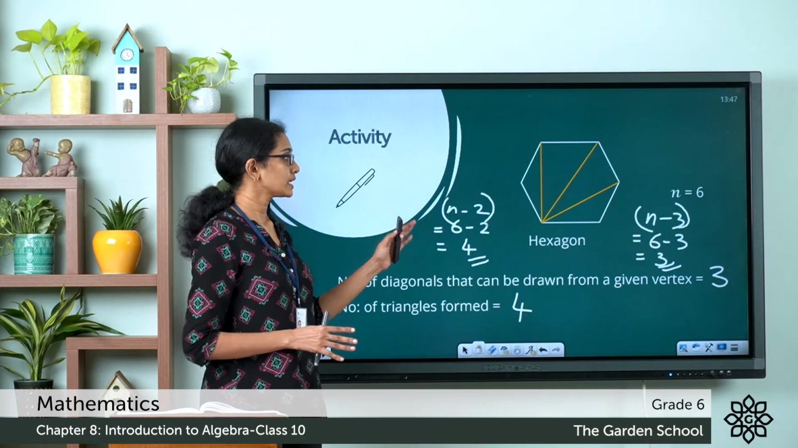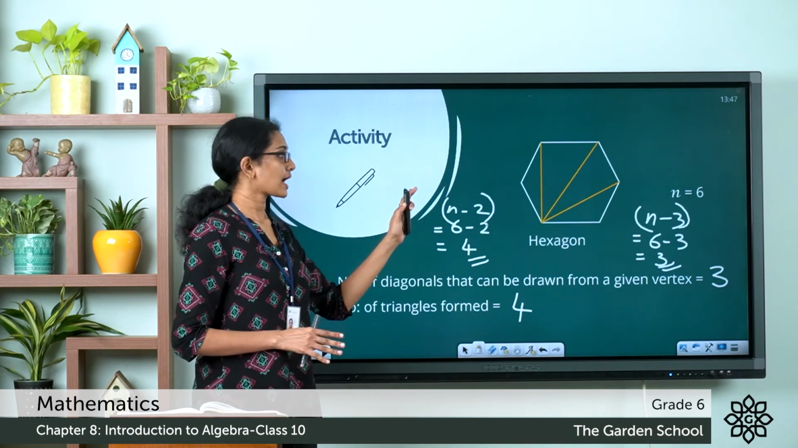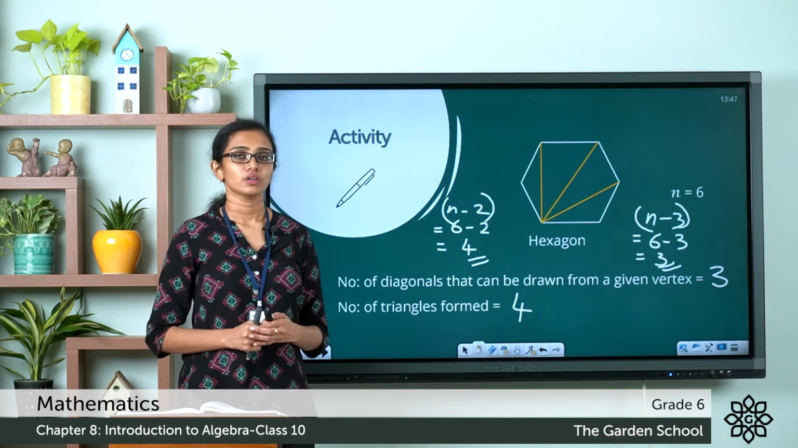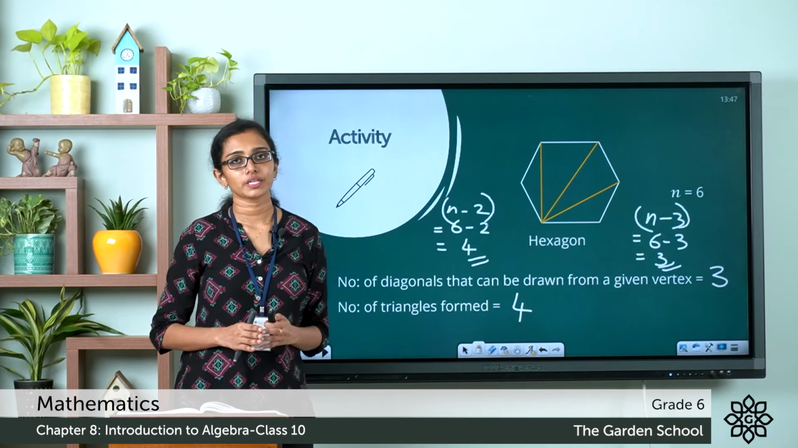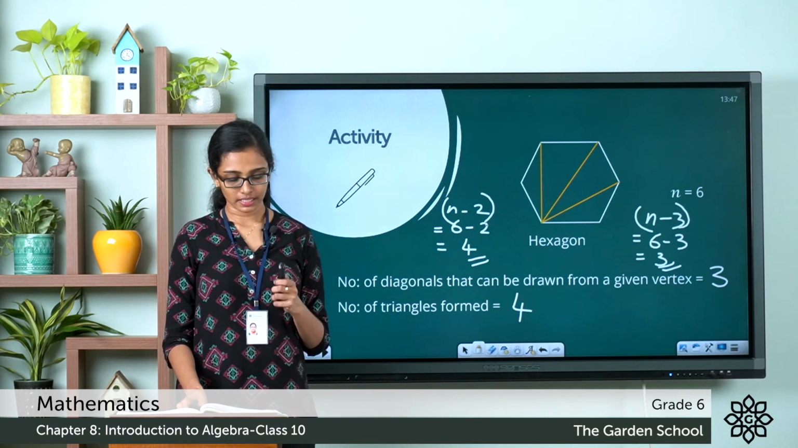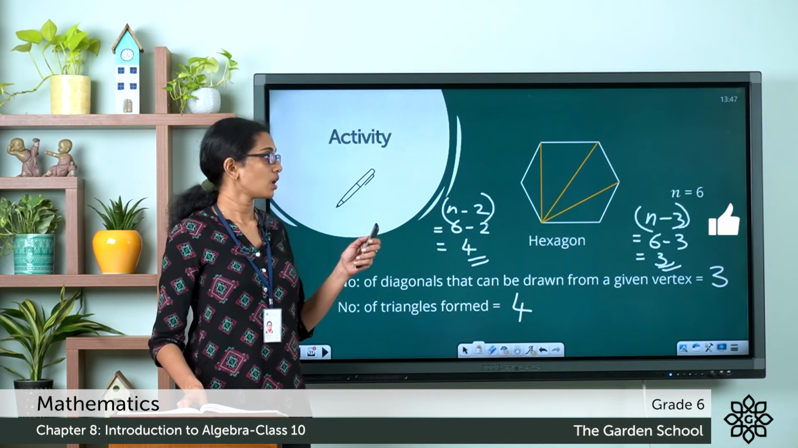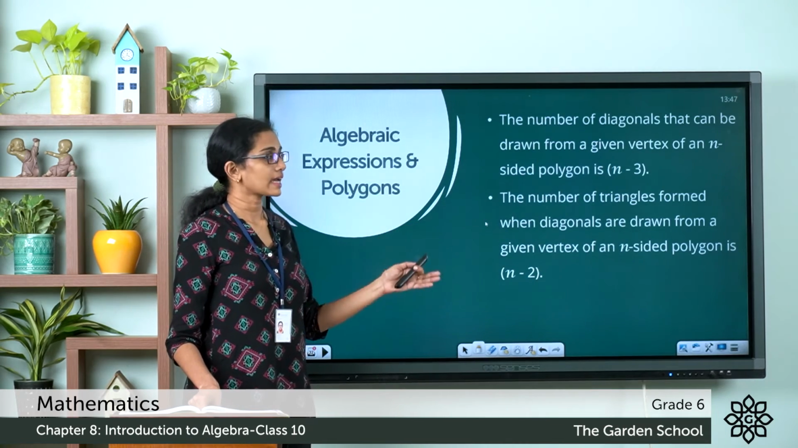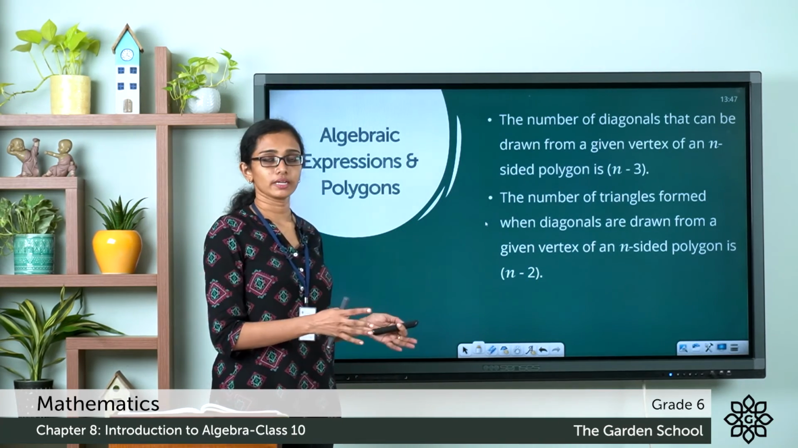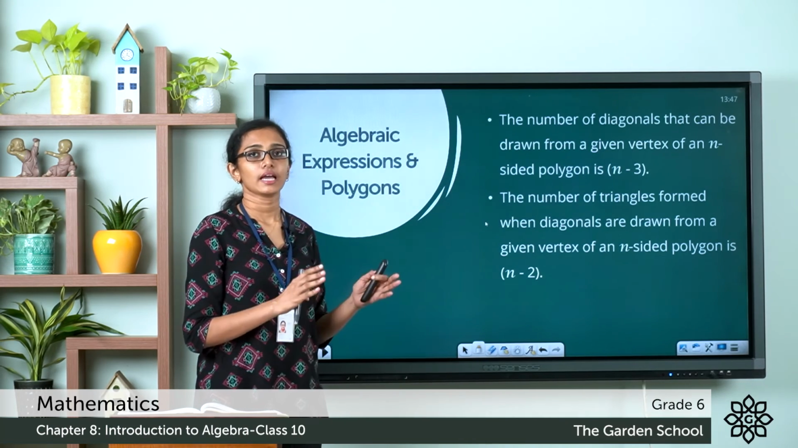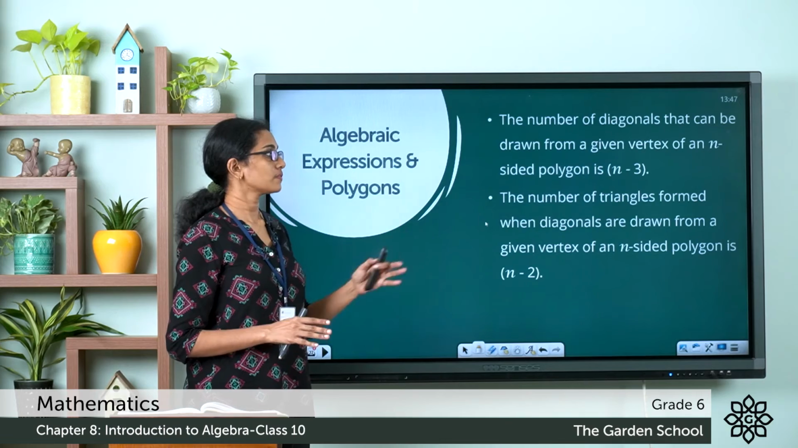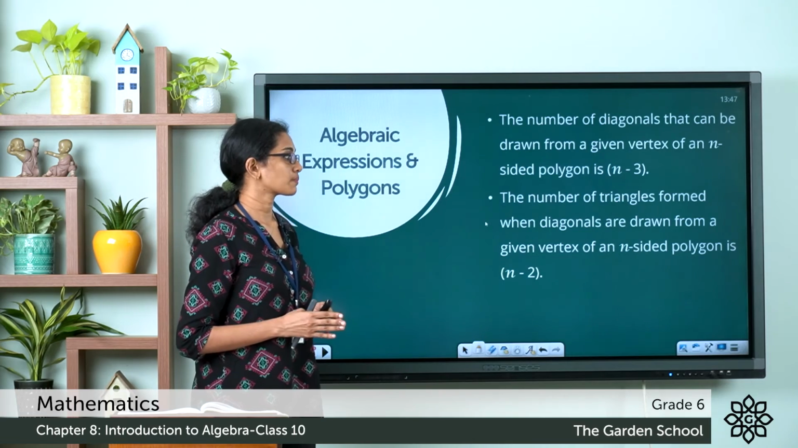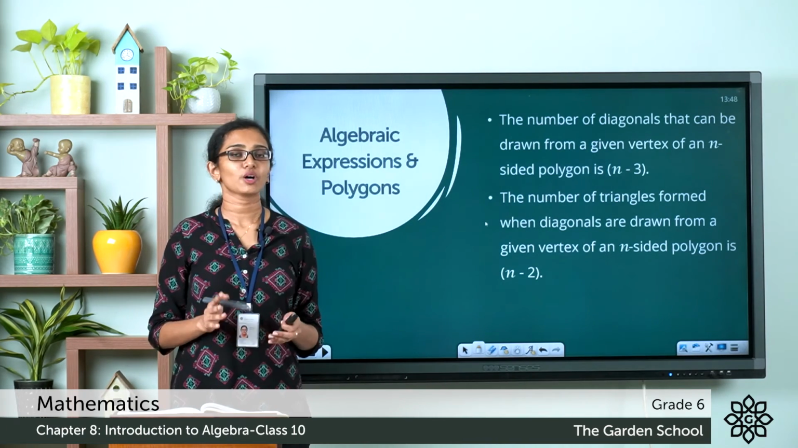Now we have to verify if the expressions n minus 3 and n minus 2 hold true in the case of the other 2 polygons, that is heptagon and octagon. You can tabulate all your observations in a table like the table given in page number 124. When you observe the results, you will see that in general, the number of diagonals that can be drawn from a given vertex of an n-sided polygon is n minus 3. And the number of triangles formed when diagonals are drawn from a given vertex of an n-sided polygon is n minus 2. I hope this is clear to you.